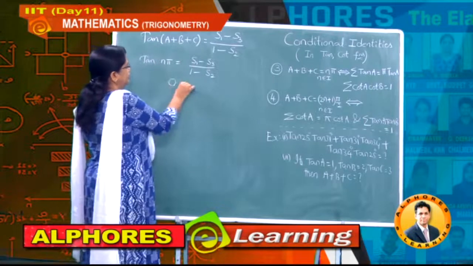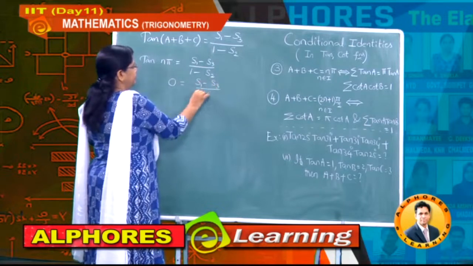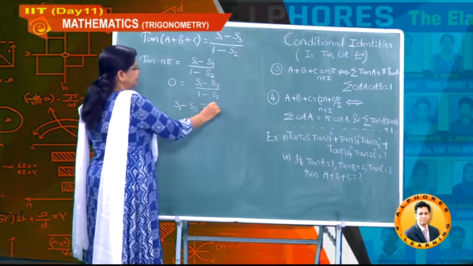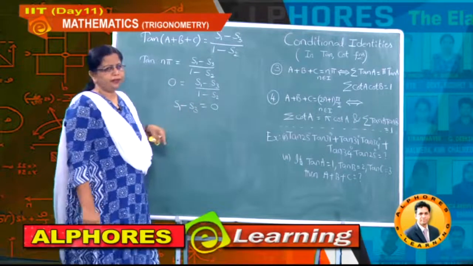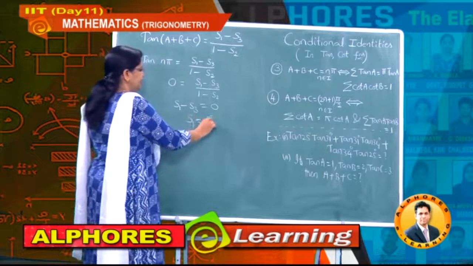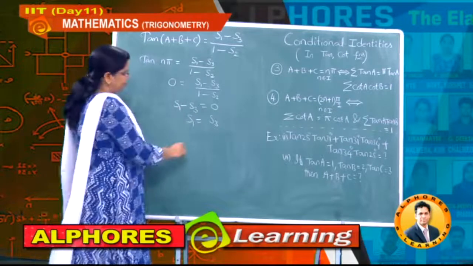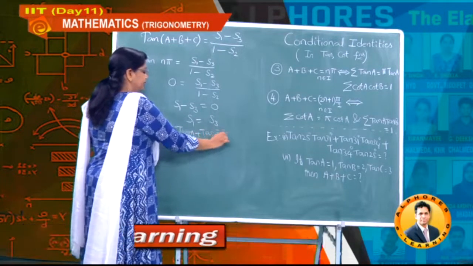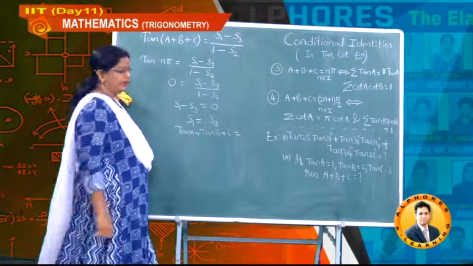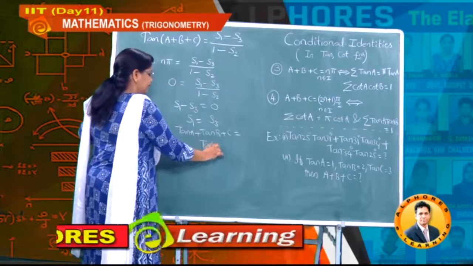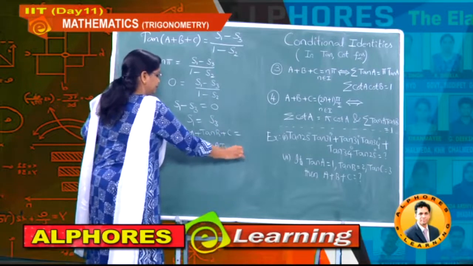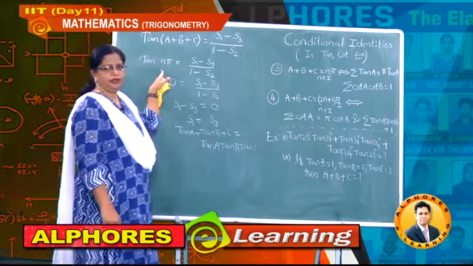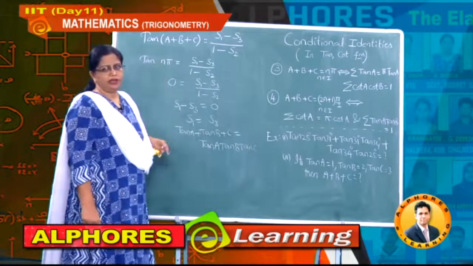So 0 equals (S1 minus S3) by (1 minus S2). On cross multiplication the denominator will vanish, and thereby you get S1 minus S3 equal to 0. Therefore, S1 equals S3. What is S1? It is tan A plus tan B plus tan C, taking one at a time. And S3, taking three at a time, is tan A into tan B into tan C. So you got the answer, right? Not only for n is 1, but you can prove it for any integral multiple of pi.